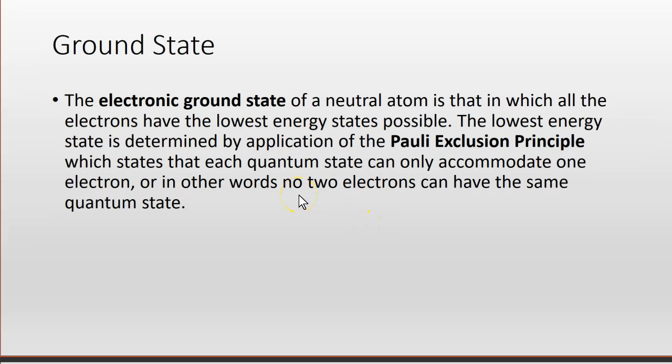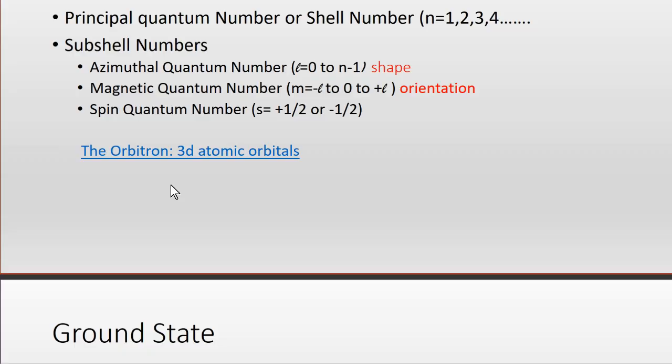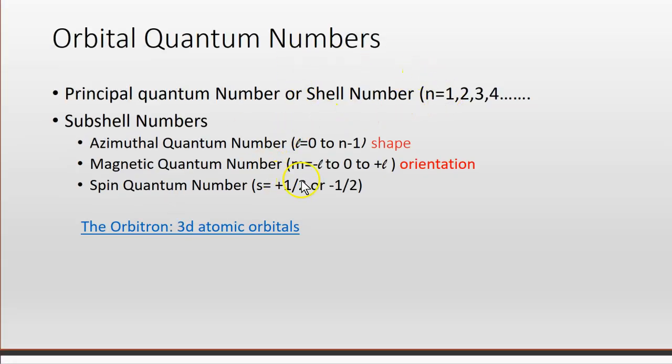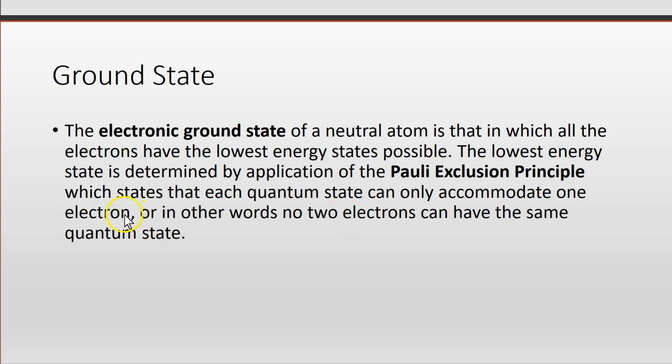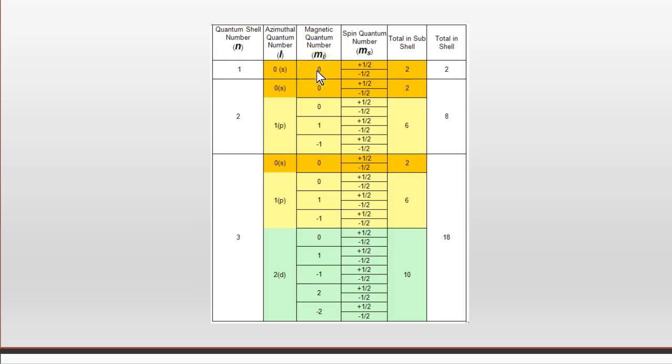In the ground state of an atom, we're looking at the state in which the electrons have the lowest energy states possible. Key to determining this is the Pauli exclusion principle, which states that each quantum state, in other words, each combination of these four numbers, can only accommodate one electron. Or in other words, no two electrons can have the same quantum state. Again, there's no option there, but the spin quantum number can be plus or minus half, and this means that we can accommodate two electrons in the n equals 1 shell.